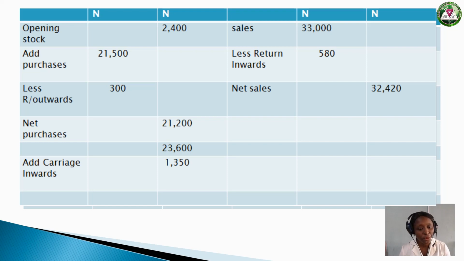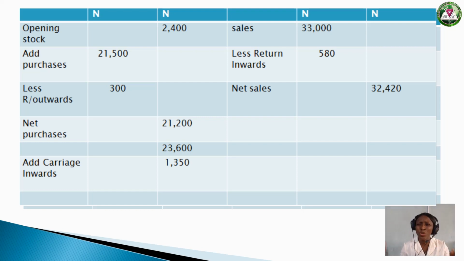What will it give you? Very good. 23,600 naira. That is what we call our cost of goods available for sale. That is the worth of goods, the value of goods you have in stock. This is the total worth of goods you have at that time. So what will you do? You will sell now.